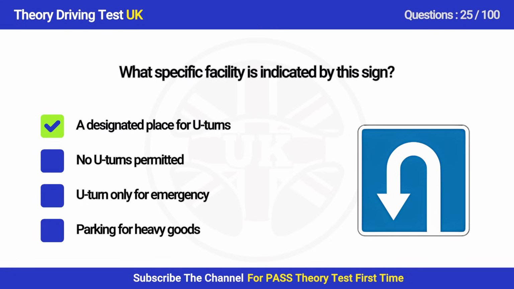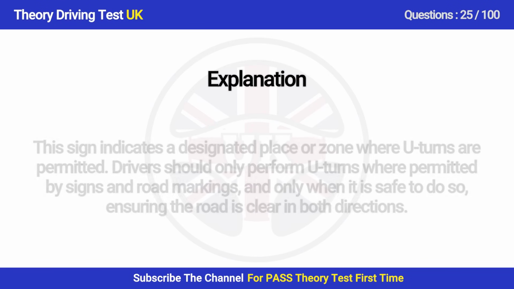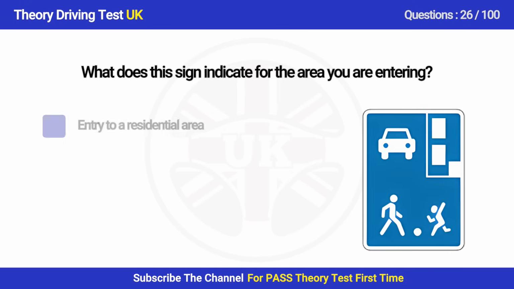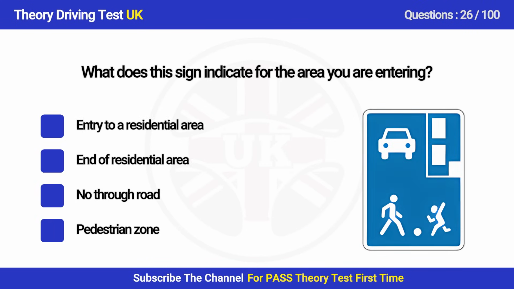Answer is A. A place for U-turns. This sign indicates a place or zone where U-turns are permitted. Drivers should only perform U-turns where permitted by signs and road markings, and only when it is safe to do so, ensuring the road is clear in both directions.